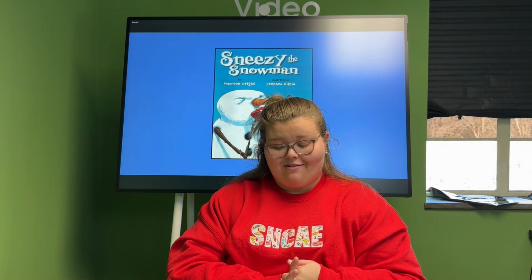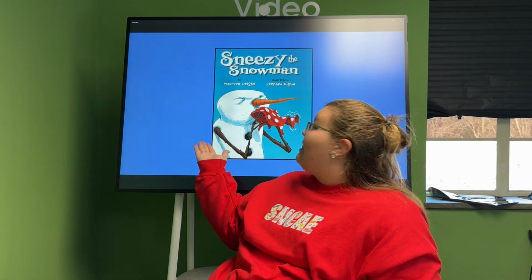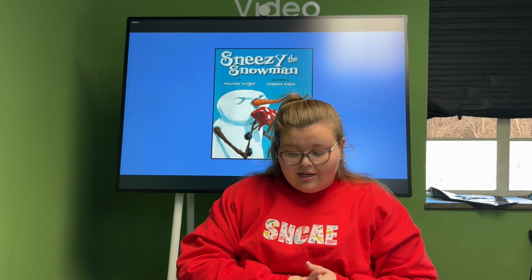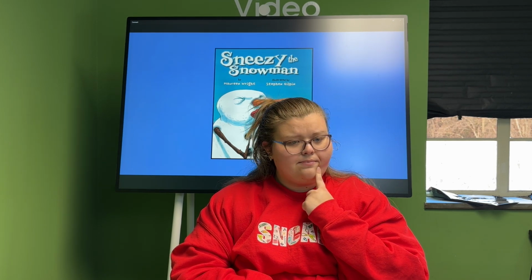our story, is the word key details. And key details are just the really important parts or the events that happen in a story, and they help us retell our story. Okay, that's awesome. Our book is called Sneezy the Snowman, written by Maureen Wright and illustrated by Stephen Gilpin. And there's a picture of our cover of our book. And can anyone remember what the author's job is?